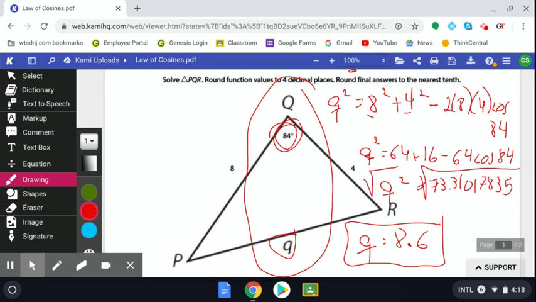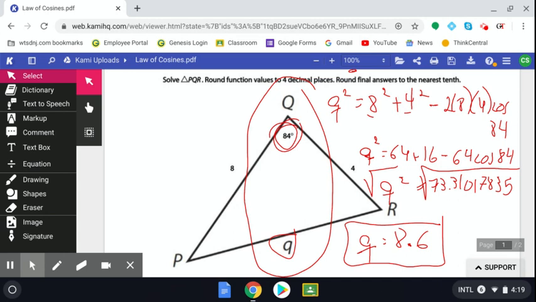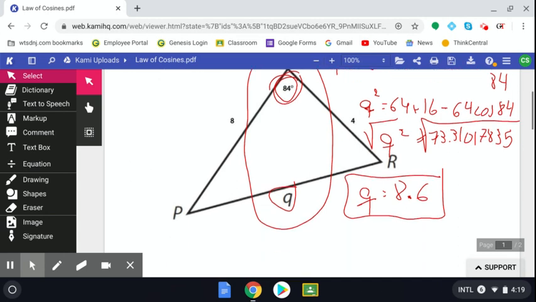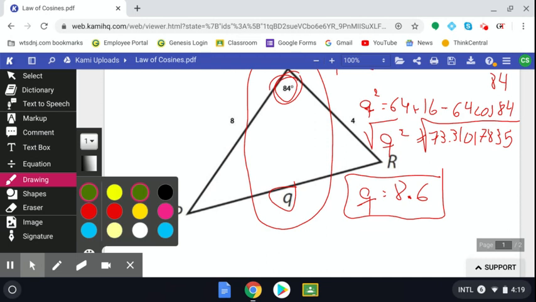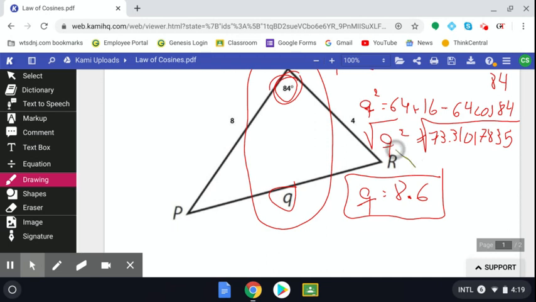Okay. Now they also want me to find the two angles. So I'm going to go ahead and use law of cosines again. Since now I have the measurement for q, let's say I pick, it doesn't matter which one I pick to do first. I am going to find, I don't know, angle R. I'm going to go for angle R. So now this is going to be my c, this is going to be my angle, and that 8 is my c.